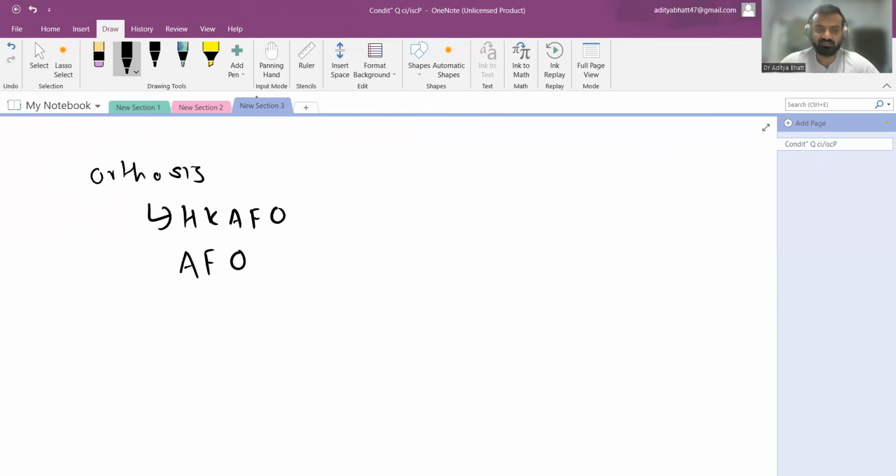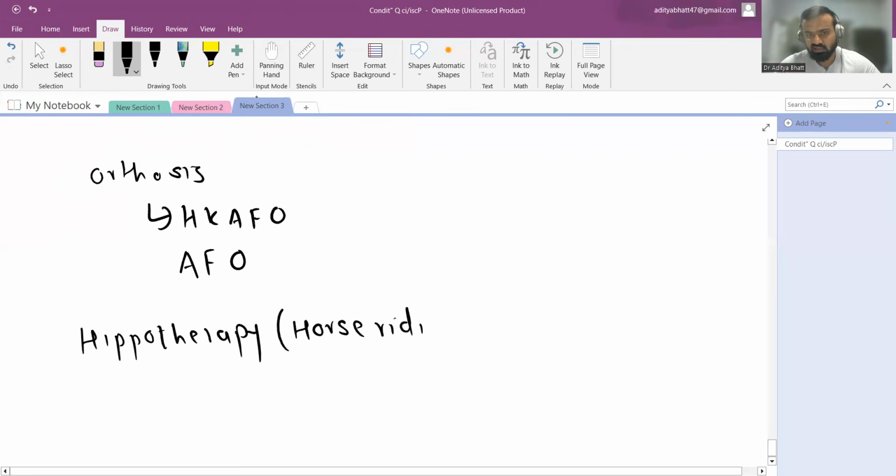Then there is a new therapy that I want you to know about. It is hippotherapy. What is hippotherapy? In hippotherapy, we make the child ride a horse. Horse riding. A horse is also known as hippus. They do not make the patient ride a hippo.